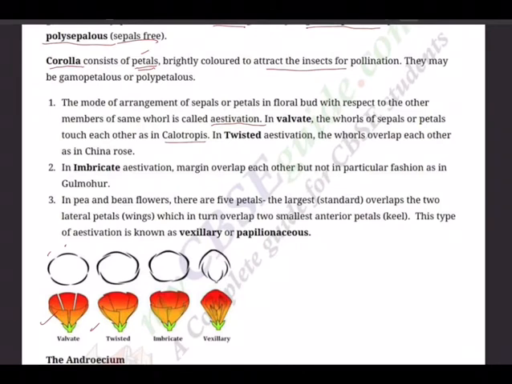In twisted estivation, the whorls overlap each other, as in China rose, like in hibiscus. Imbricate, the third one, you can see the imbricate. Here it is the arrangement of 3+2. The margins overlap each other, but not in a particular fashion, as in gulmohar.